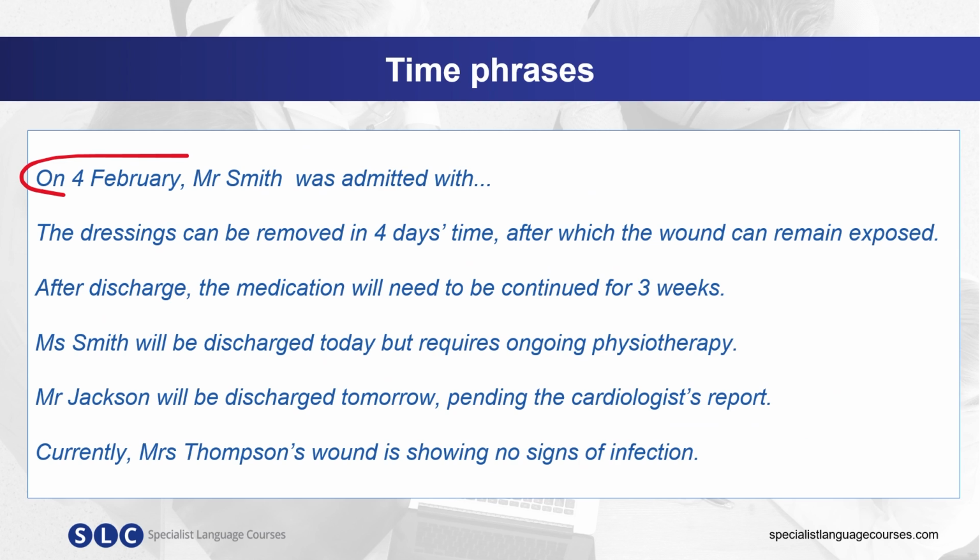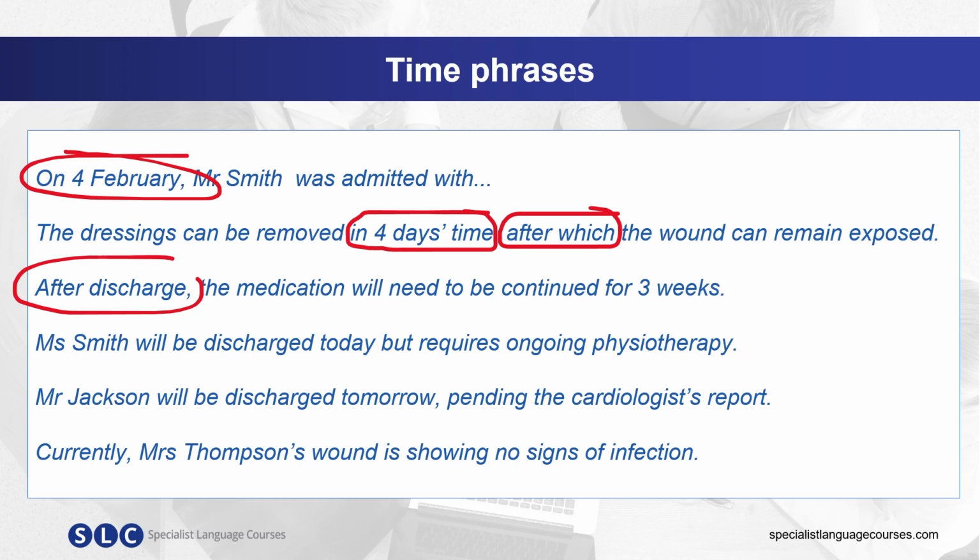So, dates provide a clear reference for the reader. The time phrases in the second sentence provide clear information on timing about when the dressing should be removed, in 4 days' time, and that after this event, after which, the wound can remain exposed. Phrases such as on admission, during hospitalization, and after discharge can help organize the events and make the timeline clear for the reader.